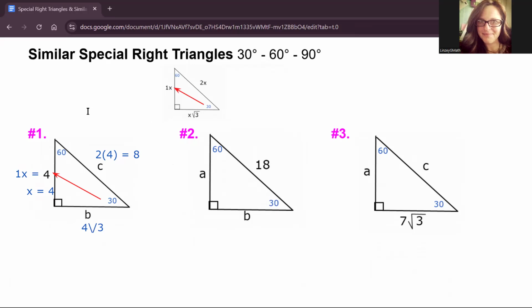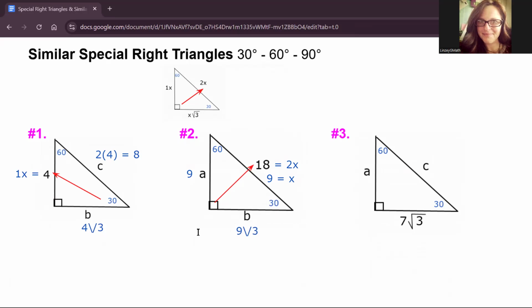Number 2, they gave us the hypotenuse, which is equal to 2 times x. So 18 equals 2 times x. We'll divide by 2, and we get 9 for the scale factor. So we've multiplied every side of this triangle by 9. The side opposite of 30 is 1x, 1 times 9. And the opposite side of 60 is x times square root of 3, 9 times square root of 3.